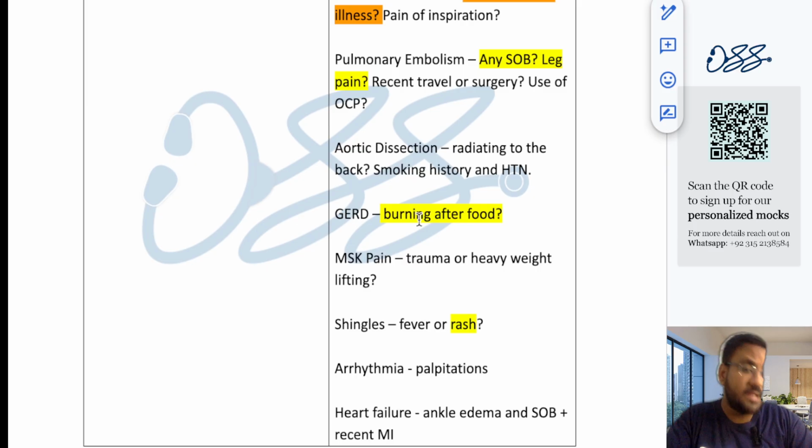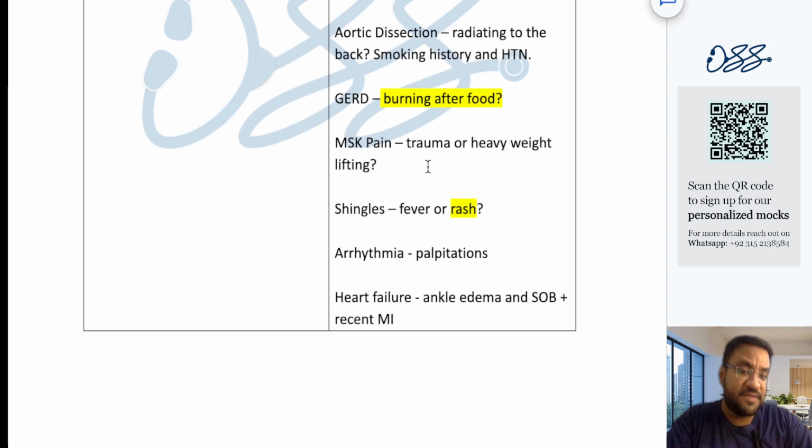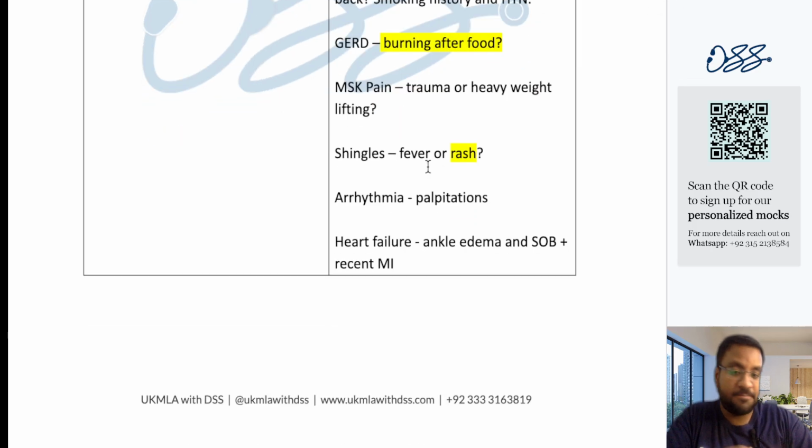Pulmonary embolism would be linked with shortness of breath and leg pain, or any recent travel or any recent surgeries. Then gastroesophageal reflux disease: by any chance, is this chest pain associated with food intake? Does this burning in your chest happen after you take food? If it's shingles, you're going to ask, is there any rash present on your chest? Arrhythmias: chest pain may present with palpitations. Do you feel that your chest pain is associated with rapid racing of your heart?